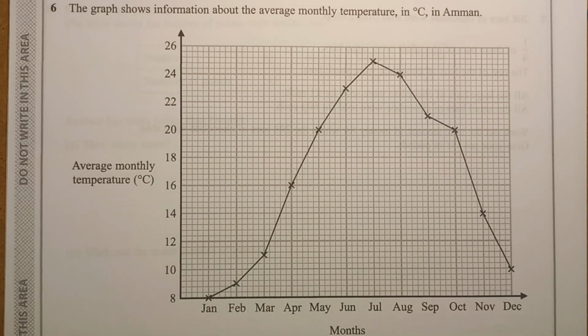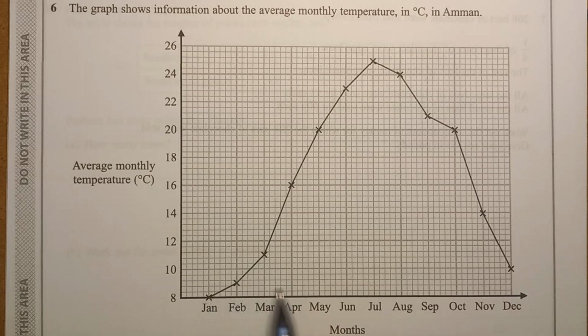Question 6. The graph shows information about the average monthly temperature, in degrees Celsius, in Amman. Okay, so we've got temperature up here, and we've got months of the year across here. So we can see January, February, March, the temperature is increasing, and it increases all the way up to July, then it starts to reduce again.